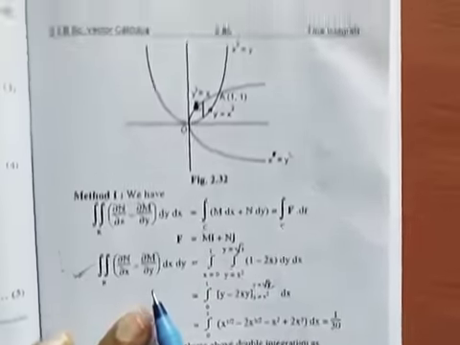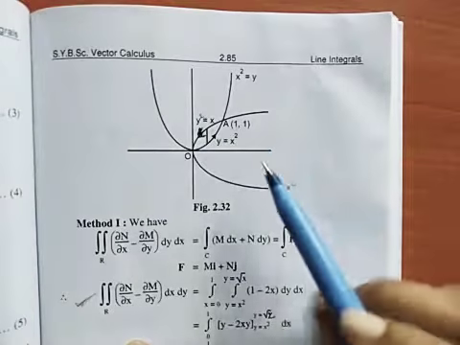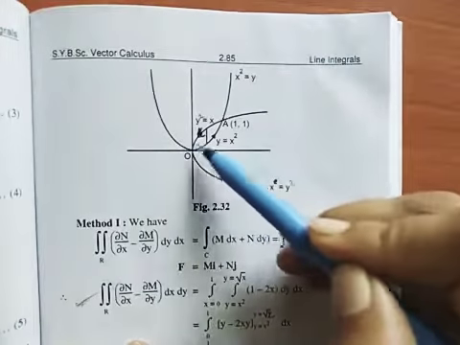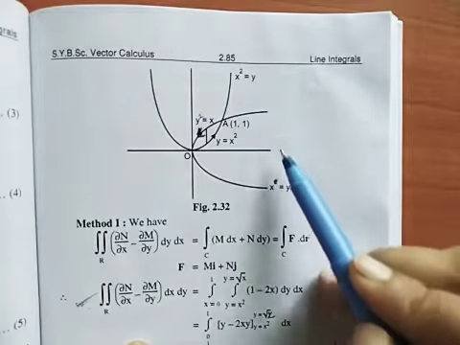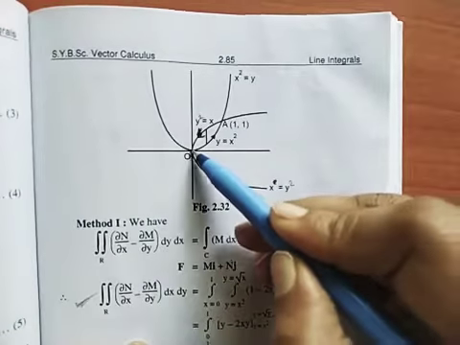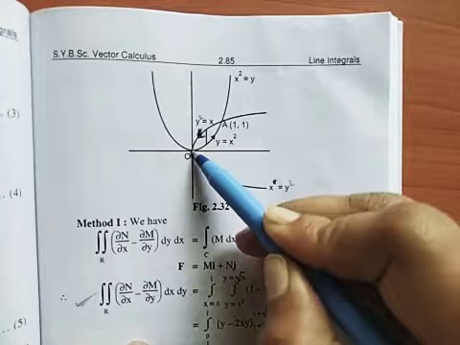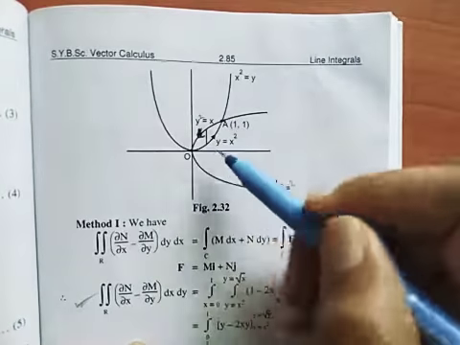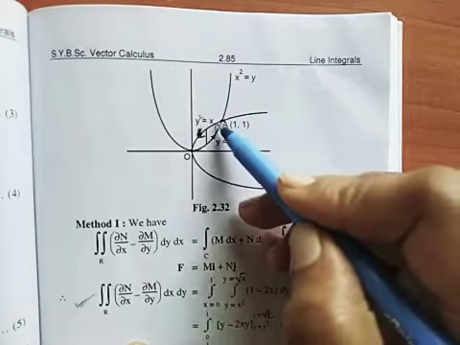Now here you can see the graph. First is y = x², so this is a parabola, and another is a parabola x = y². We have to find the points of intersection. This point is (0,0), and this point is (1,1). Okay. So directions can be upward and downward.